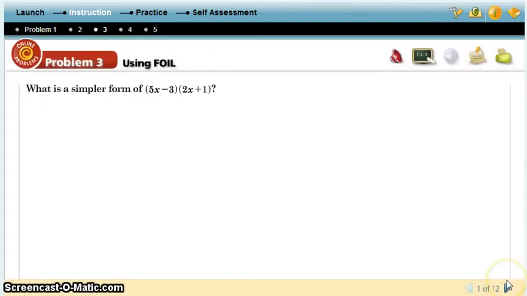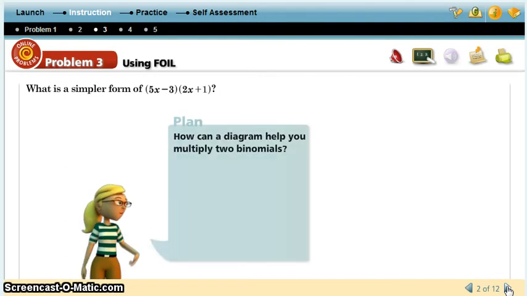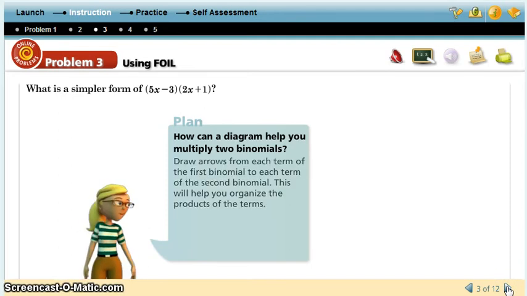In this problem, you will multiply binomials using the FOIL method. What is the simplified form of the binomial 5 times x minus 3 times the binomial 2 times x plus 1? How can a diagram help you multiply two binomials? Draw arrows from each term of the first binomial to each term of the second binomial. This will help you organize the products of the terms.